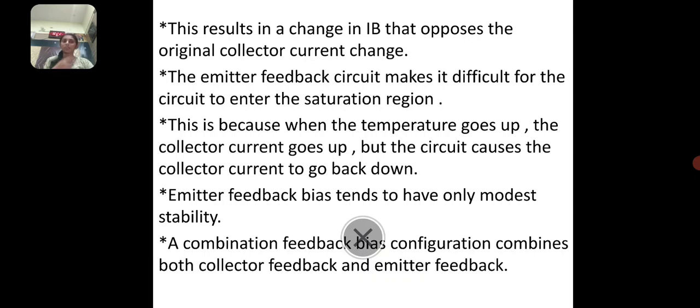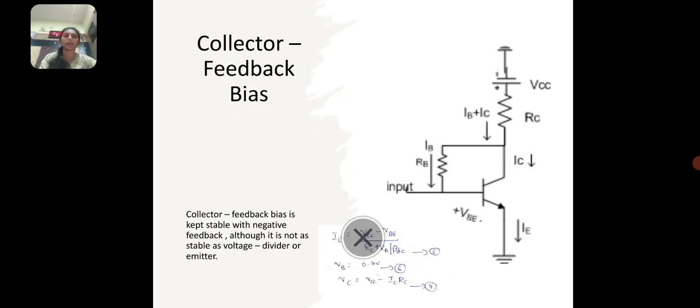This results in a change in IB that opposes the original collector current change. The emitter feedback circuit makes it difficult for the circuit to enter the saturation region. This is because when the temperature goes up, the collector current goes up, but the circuit causes the collector current to go back down. Emitter feedback bias tends to have only modest stability. A combination feedback bias configuration combines both collector feedback and emitter feedback.